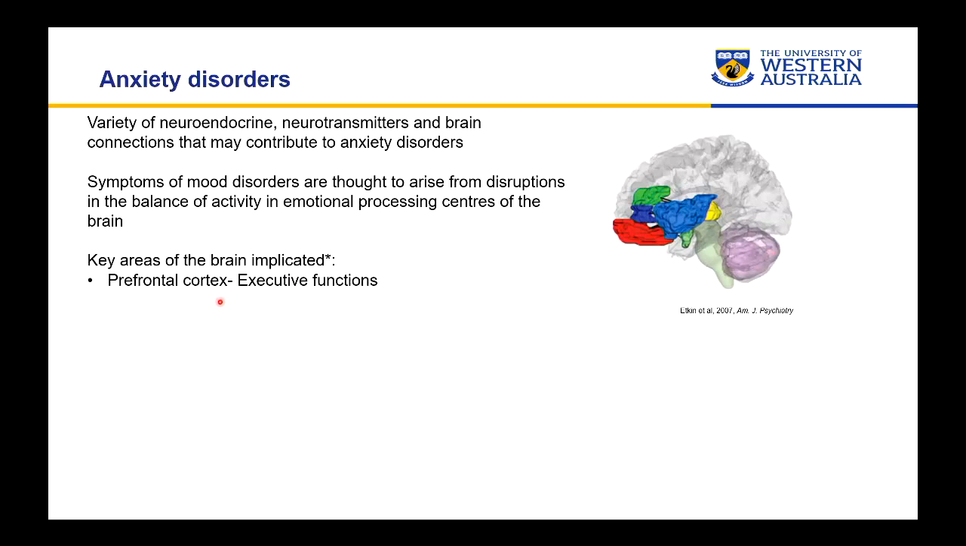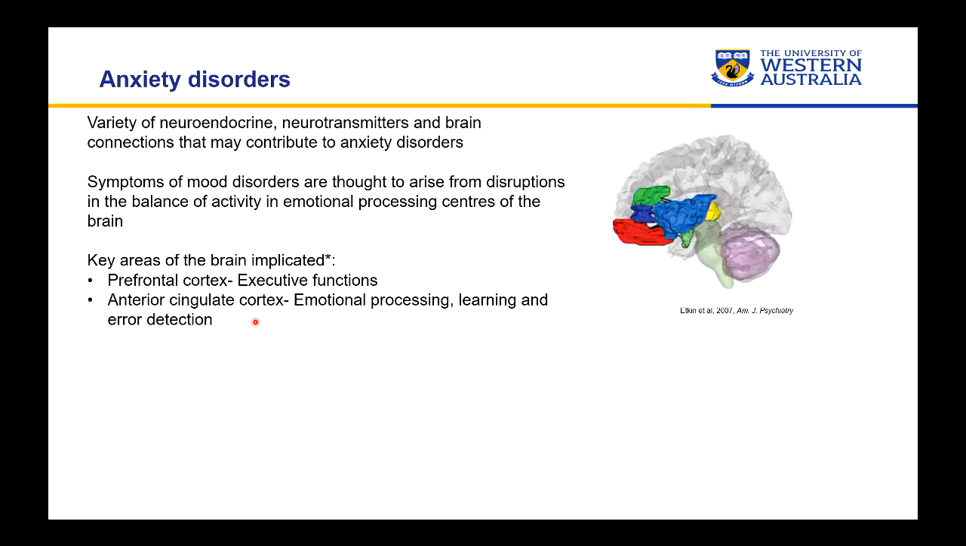So the prefrontal cortex, again, similar to depression. The prefrontal cortex is around the front of your brain. Very important for executive functions, so things like motivation, controlling all your emotions, figuring out what is the correct response to do in certain situations. That's all controlled by the prefrontal cortex.